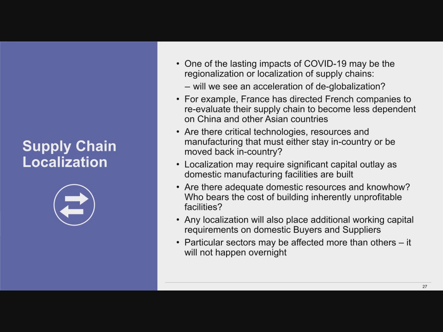And any localization is also going to require a real uptick in working capital on the part of both domestic buyers and suppliers. If you're a supplier and you set up a manufacturing facility here in the US, you've not only got the capital outlay to build the plant, but you're going to have significant working capital requirements as you buy the raw product needed to make the product that buyers are going to be buying. And all of this cannot happen overnight. It's going to take months and years to bring into play.